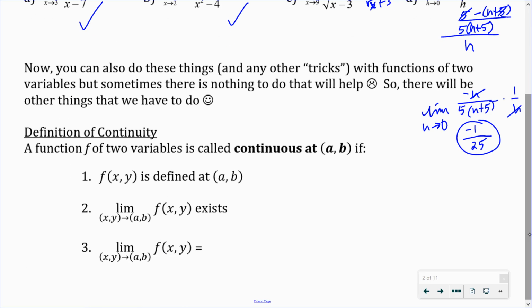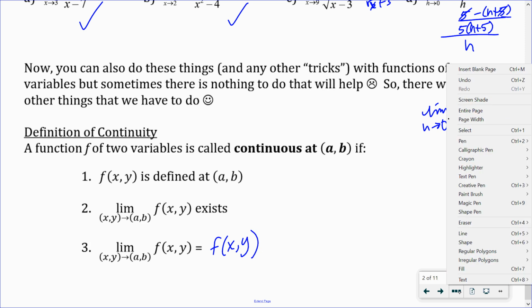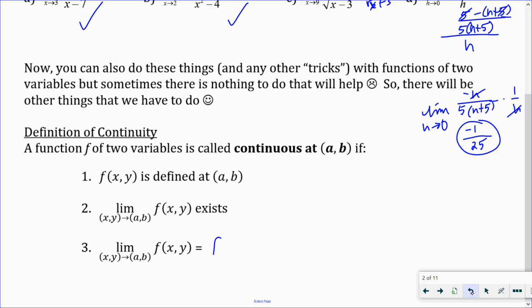All right. So remember the definition of continuity. You have to have your function defined at the place that you're looking at. The limit has to exist, and the limit has to equal what? The value of the function, right? It has to equal f of xy. Or I guess I should say ab. Sorry, not xy. So f of ab.